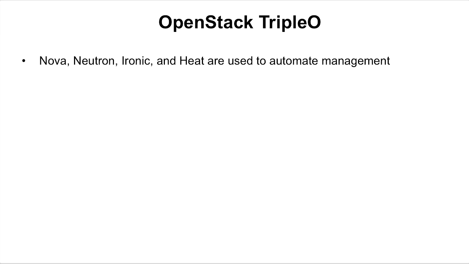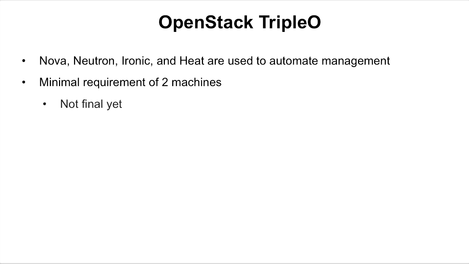In TripleO, Nova, Neutron, Ironic and Heat are used to automate management. And there's a minimal requirement of two machines. TripleO is not final yet, and that is something to realize when you start playing with it. And that is why there are so many alternative solutions as well.